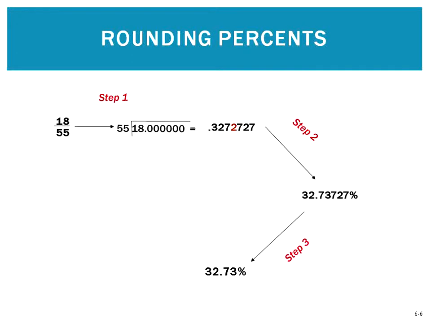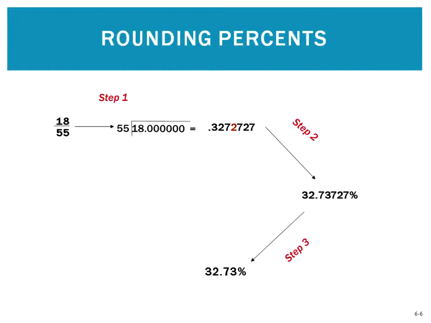So how do you round percents? Okay, step number 1, convert it from a fraction to a decimal. Here they've got it right. Convert it from a fraction, 18/55. Convert it to a decimal. 18/55 is equal to 0.3272727. Okay. Step number 2 is make it a percent.